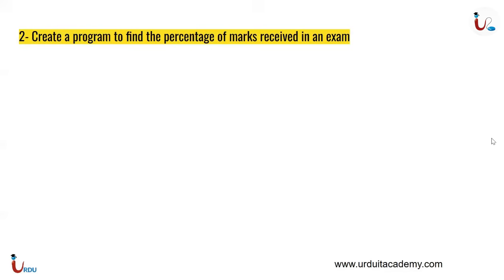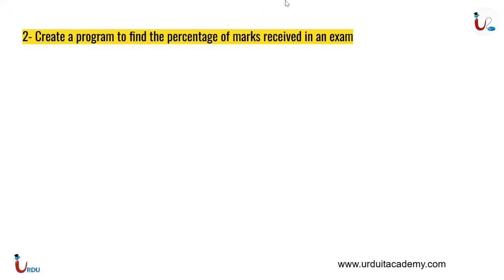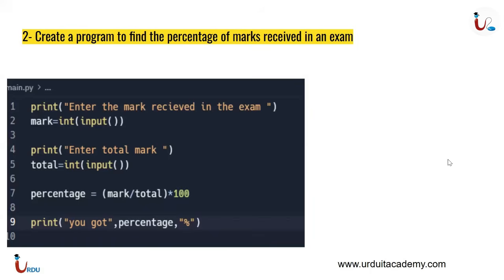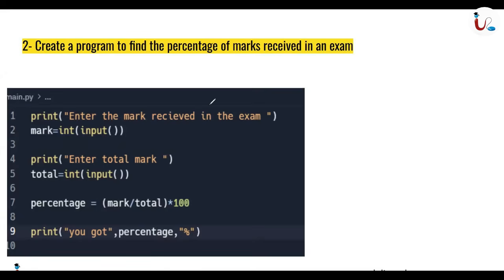The next problem is to create a program to find the percentage of marks received in an exam. If you want to find the percentage of marks received in an exam, first you should know how to find the percentage. The equation to find the percentage is part by whole into 100. That's a math thing. Here we have to find the percentage of marks, so we have to ask the user to enter the marks he received in the exam. Also, we should know the total marks, which means if the exam is out of 100, the total will be 100.